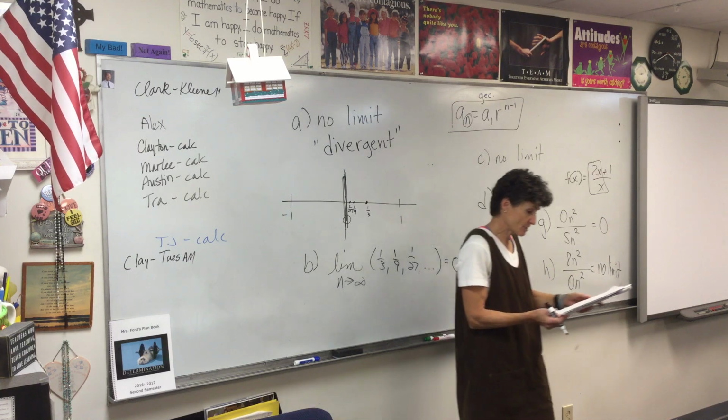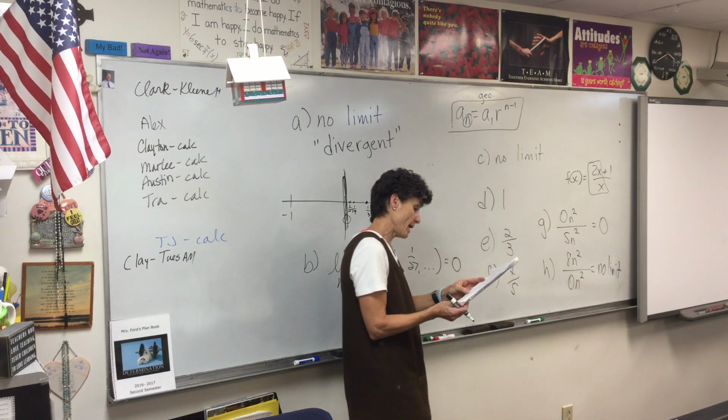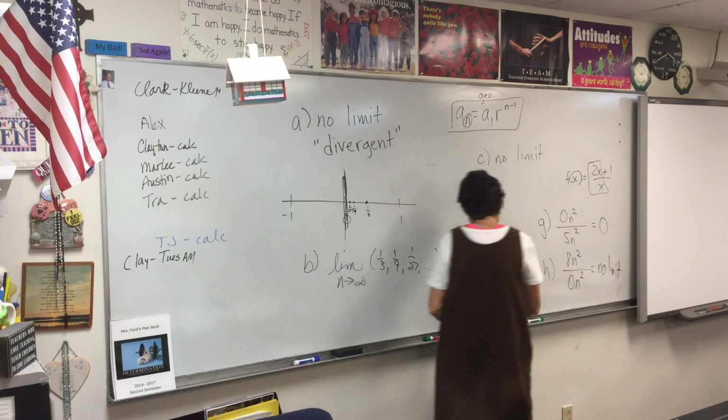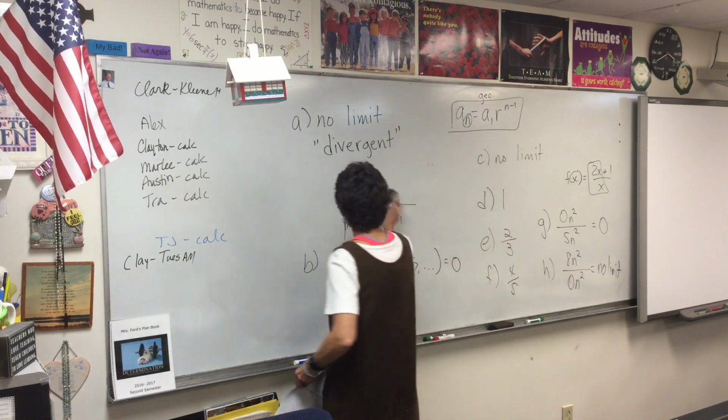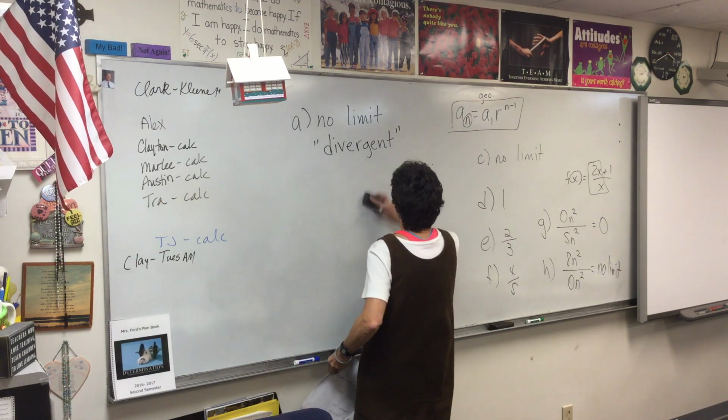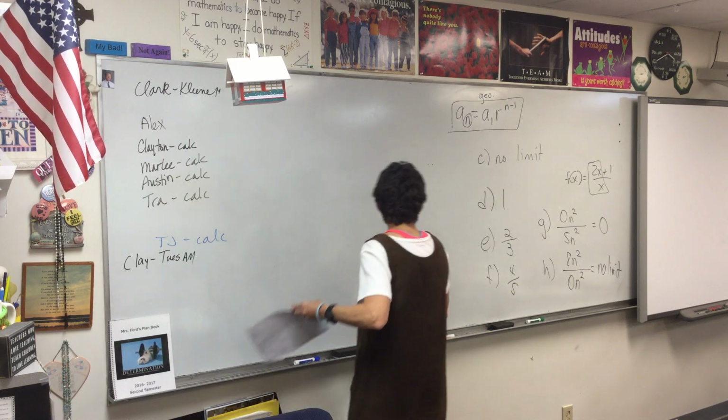Now the other kind, so that was D through H. Now the rest of those are built differently. They don't look the same. They're a different kind of problem.